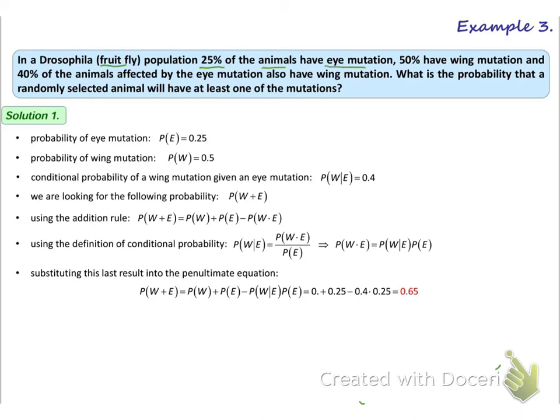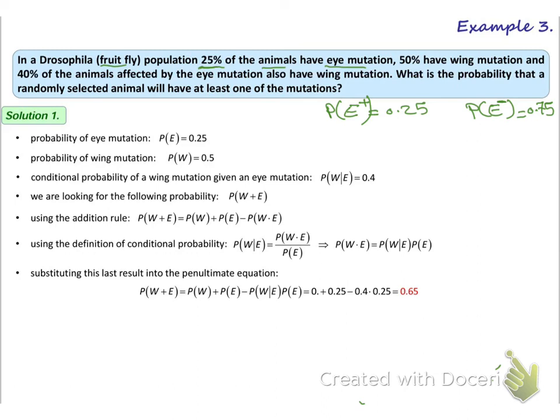So I consider the eye mutation the first event or criterion which I have. I start with E, so I'll use the letter E. E positive means has mutation. So 25% of the animals have the eye mutation, so the probability of having the eye mutation equals 0.25. We are not going to use the additional data in this problem, but in some other problem we will. So the probability of E negative, not having the mutation, should be the complement. If having the mutation is 0.25, then not having it is 0.75.